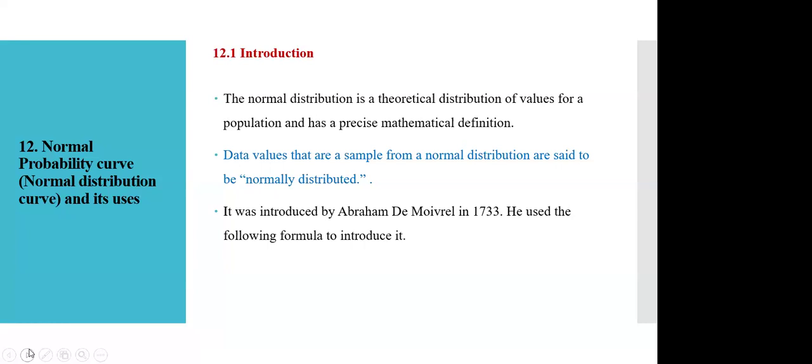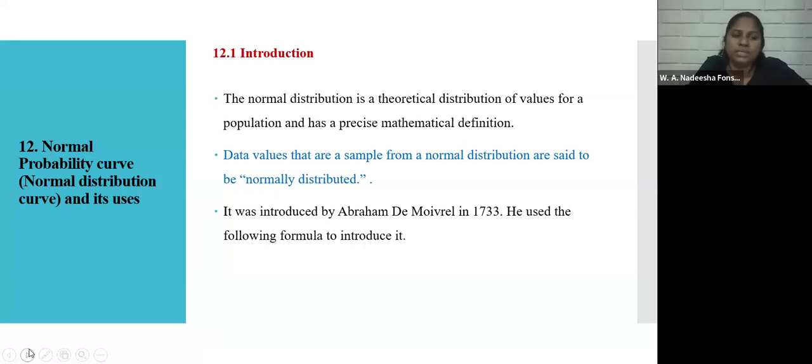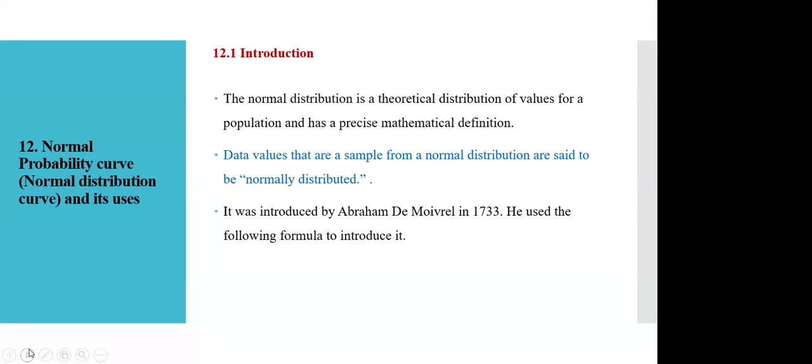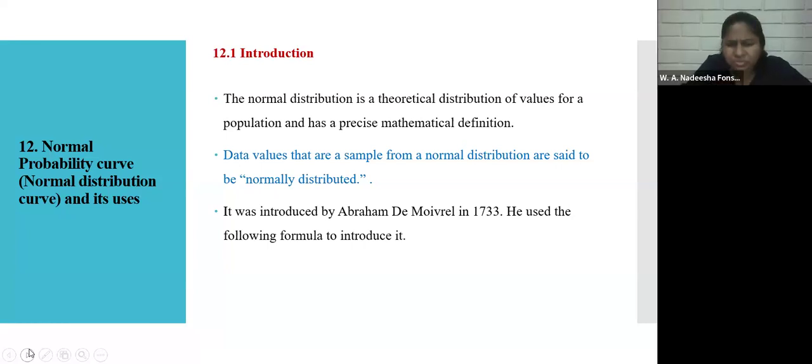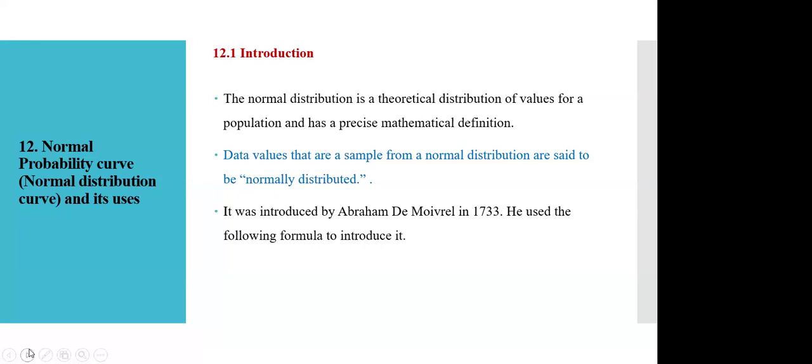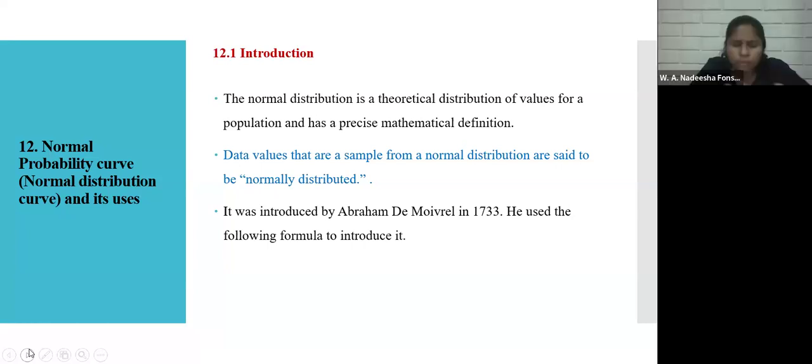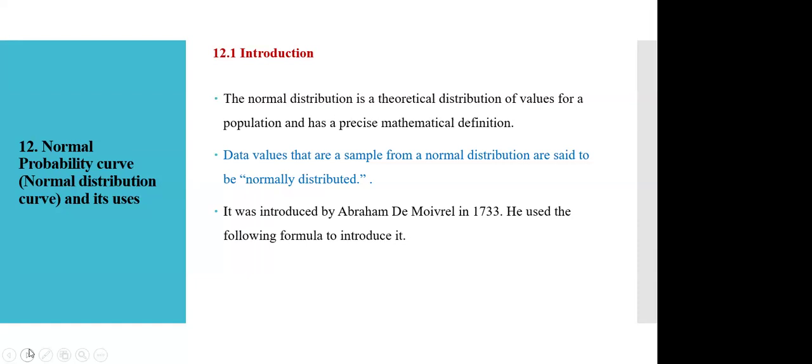This is today's topic, the normal probability curve or normal distribution curve and its uses. As the introduction, the normal distribution is a theoretical distribution curve. Actual data may not behave just like the normal distribution, but it can be near to the normal distribution. That is why we use this normal distribution curve as a model.